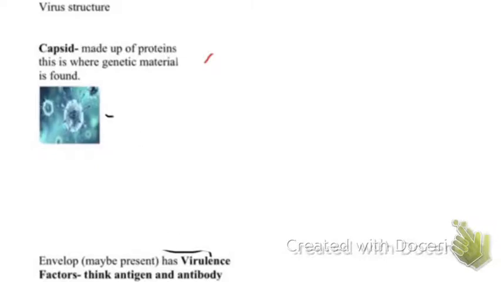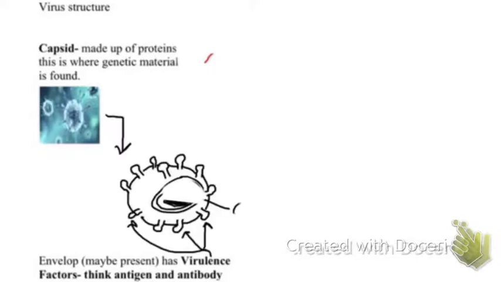So viruses may have an envelope, and an envelope has virulence factors on the outside of it. You can think about those in terms of antigens and antibodies, and they work best when they fit together. It's how the virus identifies itself, and it's actually how the virus attacks our cells. So the virulence factors look like this. They're like tiny little antigens, little protein markers on the outside of the shell of a virus.